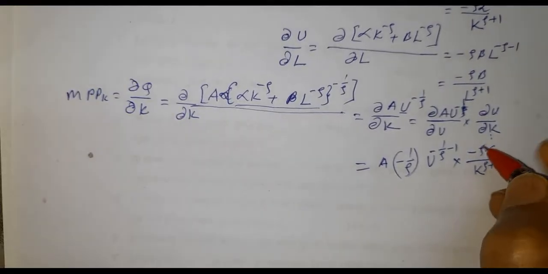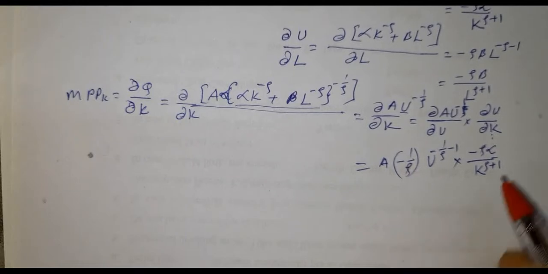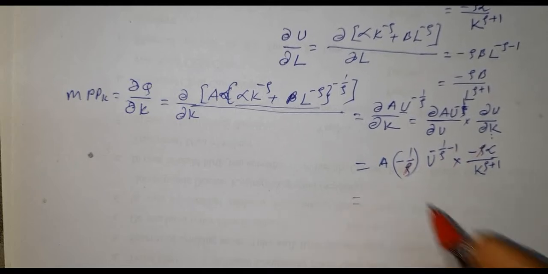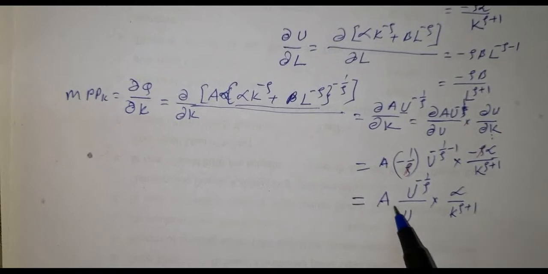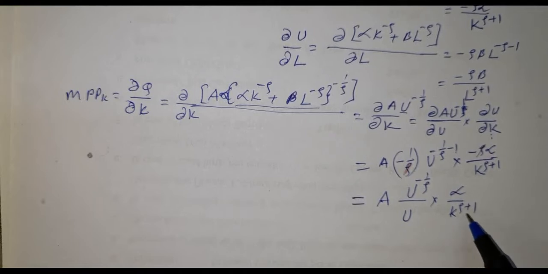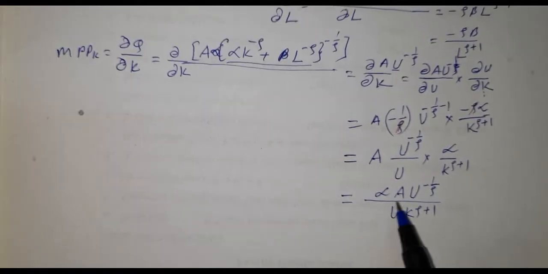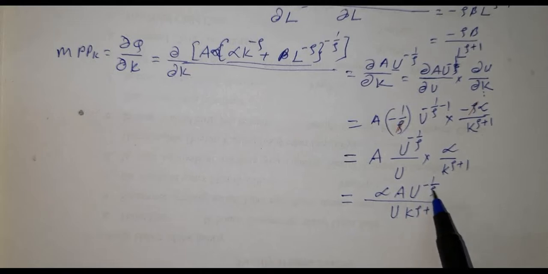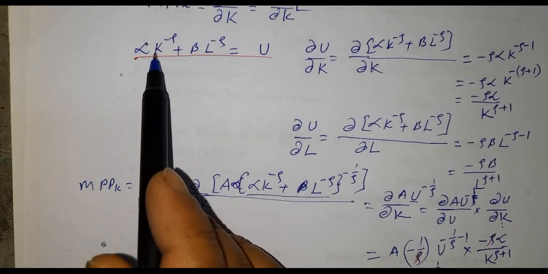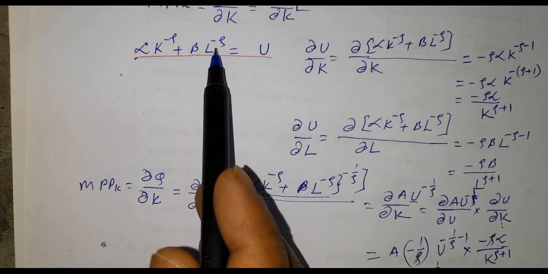Here this rho and this rho will be cancelled, and minus into minus will be positive, so we get a into u to the power minus 1 by rho divided by u because of this minus 1 into alpha divided by k to the power rho plus 1, and that is equal to alpha into a into u to the power minus rho divided by u into k to the power rho plus 1. Again, u is equal to alpha into k to the power minus rho plus beta into L to the power minus rho.